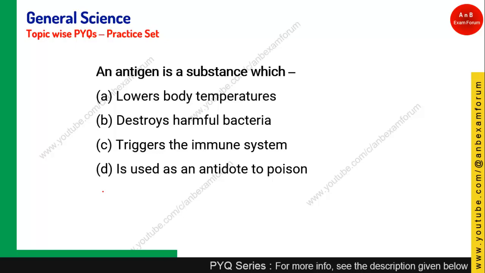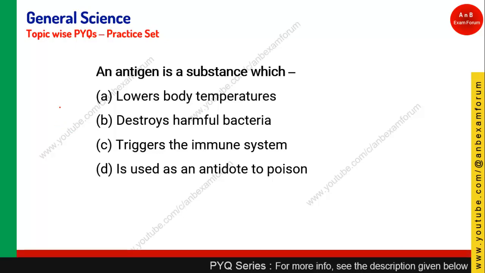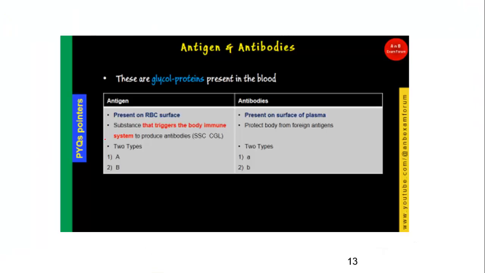Coming to the next question, an antigen is a substance which, these are the 4 options. Student, an antigen is a substance that basically triggers the immune system. Whenever you get some infection, it is going to trigger the immune system. So what happens if it triggers the immune system? Your body starts producing antibodies. So option C is the right answer.